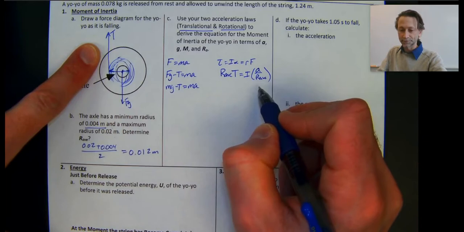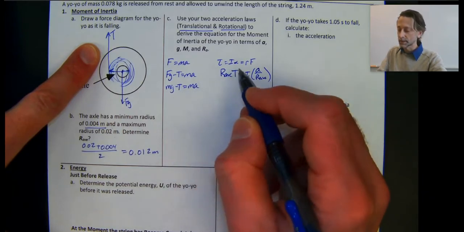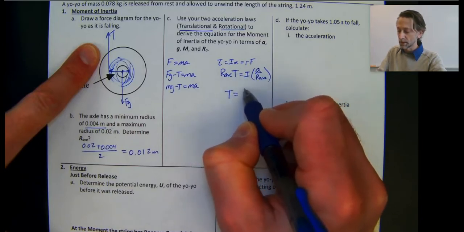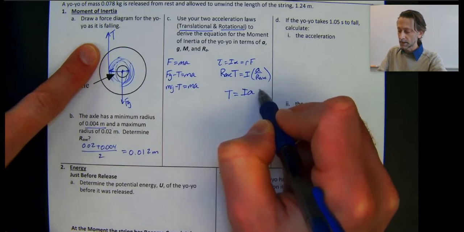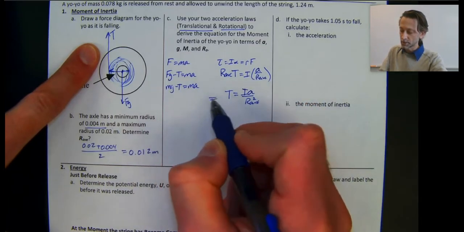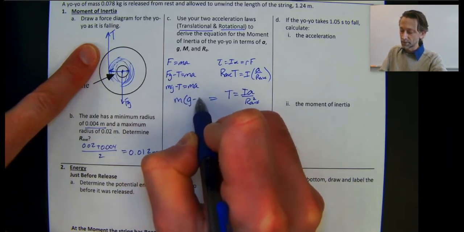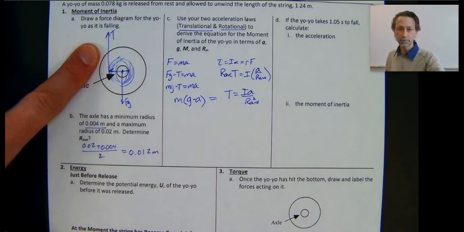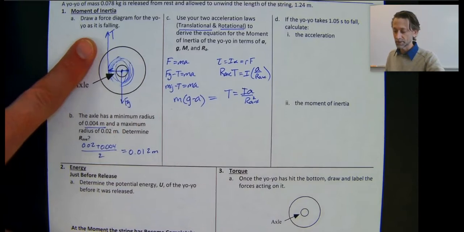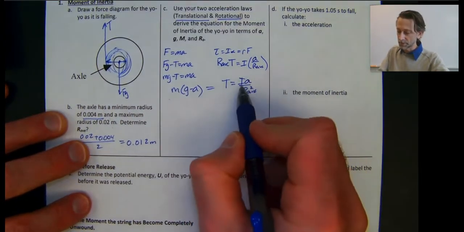When we do that, we can solve both of these for the tension in order to get rid of that value. So I could say, well, this tension is going to be I a over R average squared. This tension is going to be M times g minus a, right? So take this to the other side, take this to the other side, and then factor my M values out. Now I can take that and simplify that by solving for this I.